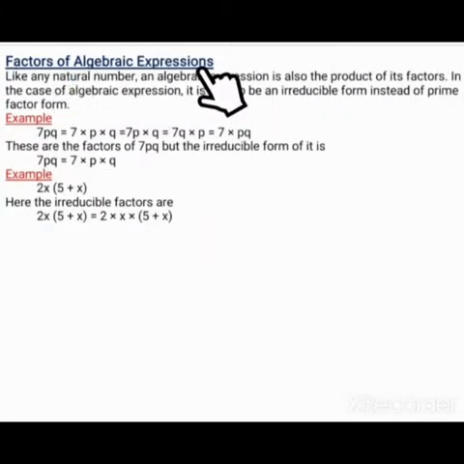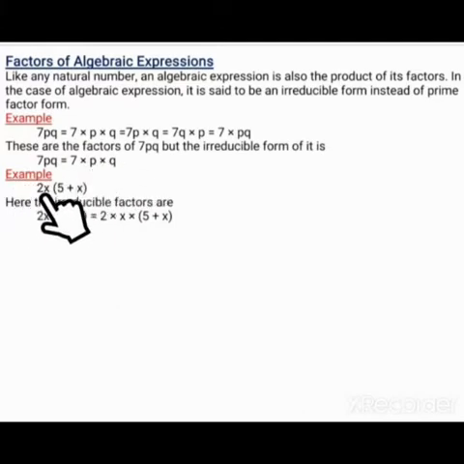Factors of an algebraic expression. Like any natural number, an algebraic expression is also the product of its factors. In the case of an algebraic expression, it is said to be an irreducible form instead of prime factor form. Example, 7pq. 7 multiply p multiply q, or you write 7p multiply q, or 7q multiply p, or 7 multiply pq. These are the factors of 7pq, but the irreducible form of it is 7pq equal to 7 multiply p multiply q.